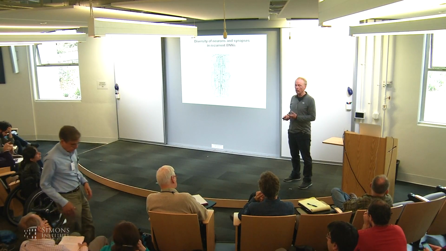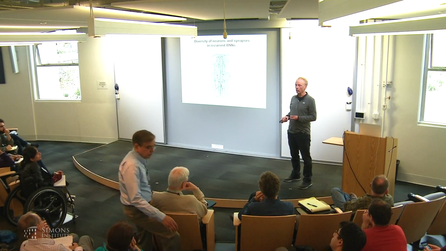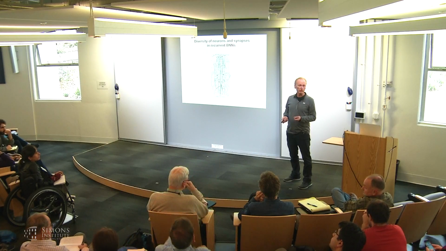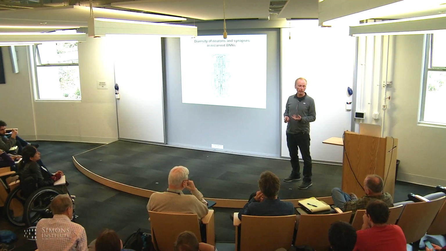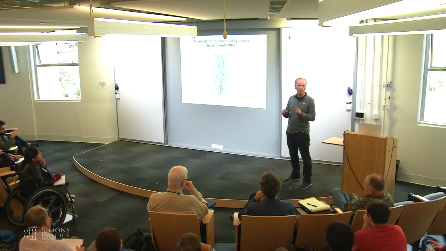Actually, I think this has been reported also by Mansfelder from Amsterdam, also for human neurons, that there are strongly depressing synapses between pyramidal cells in the human brain.